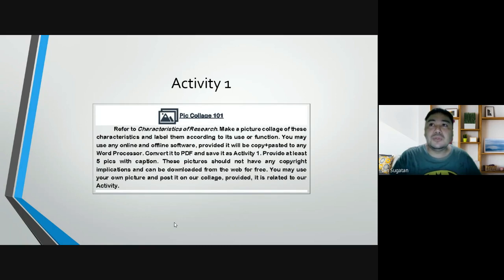Activity 1 and 2 are usually coupled in your module, and your module is released on Mondays, sometimes Sundays. Then you are going to pass it on Saturday. The deadline is Saturday morning at 11:59 a.m. So take note, Saturday morning, before noon, is the deadline for your activity. Activity 1 and 2 for this week.